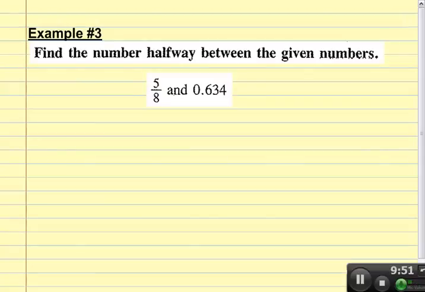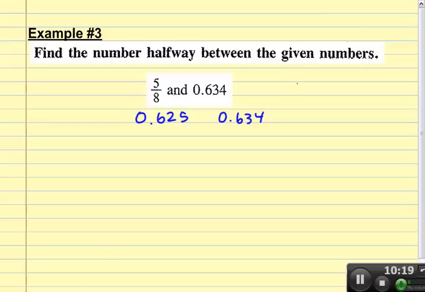Let's look at this next one. Find the number halfway between the given numbers. Well, the first thing I'm going to do is, if I can write them both as decimals, I'm going to. I don't know if 5/8 is repeating. Let me just try that. 5 divided by 8. Oh, look, it's not repeating. It's 0.625 and 0.634. We'll find out the difference between them.